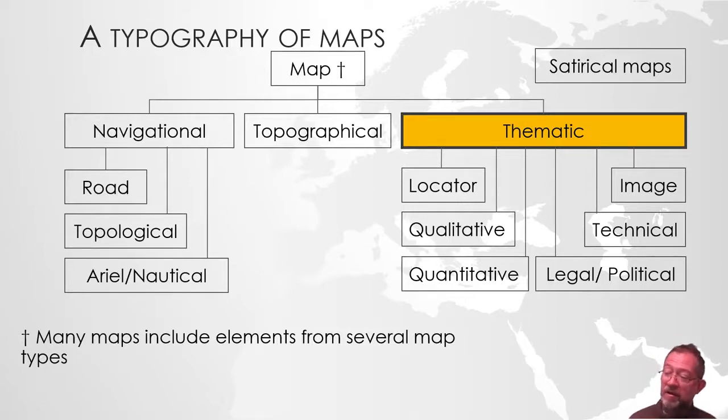Technical maps can again be somewhat like topographical maps. They are typically at a very large scale, giving sewer networks or electrical networks or things like that. And then of course we have legal or political maps, or planning maps, cadastral maps, and so on. So those are the main types of thematic maps, and probably the maps that most people create themselves.